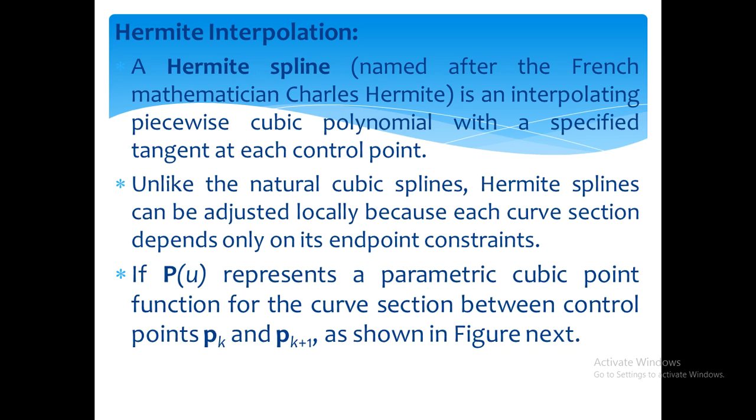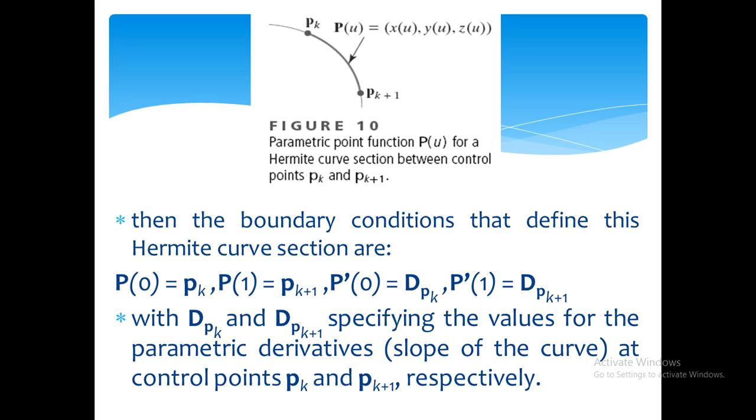That is, if P(u) represents a parametric cubic point function for the curve section between control points pk and pk+1, as shown in the figure, then P(u) has the parametric equation x(u), y(u), z(u).